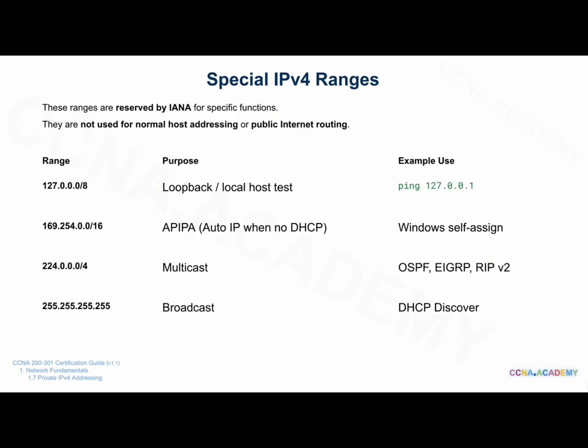Beyond the private ranges, a few IPv4 blocks have special purposes. For example, 127.0.0.1 is the loopback address. 169.254.0.0 is APIPA, used when DHCP fails, and 224.0.0.0 is reserved for multicast. These are not private or public, just special.